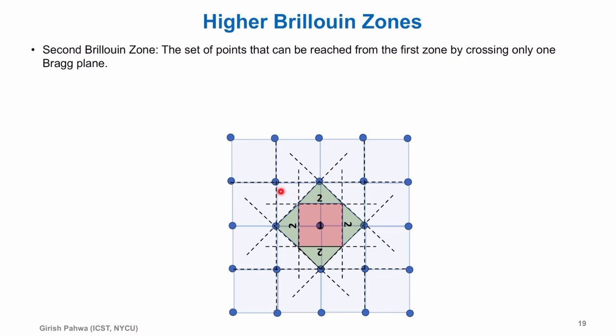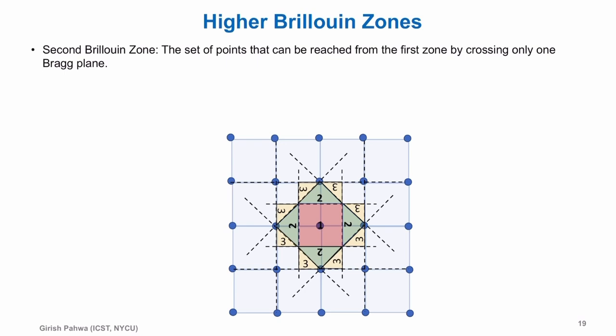If I go from here to here, I want to cross this and this. So two Bragg planes I am crossing, so it's not a valid third Brillouin zone. Okay. So this region, right? This region are all third Brillouin zones.